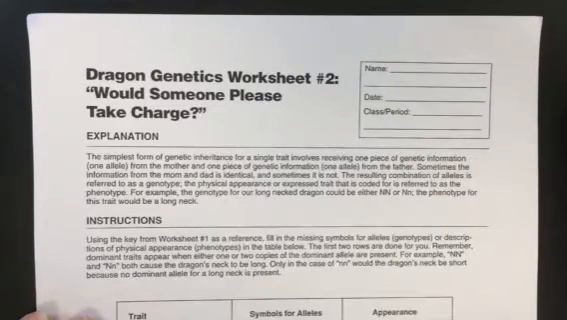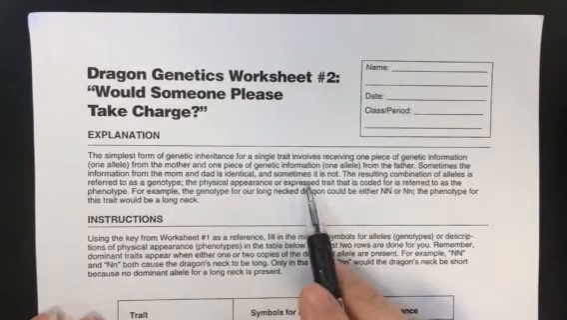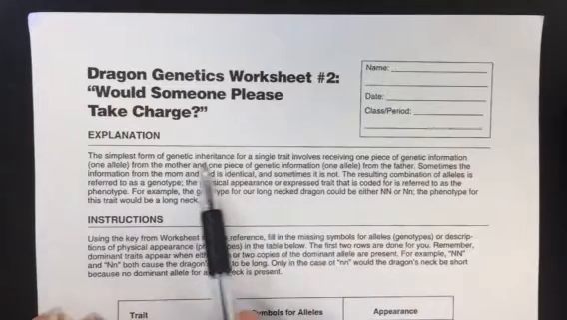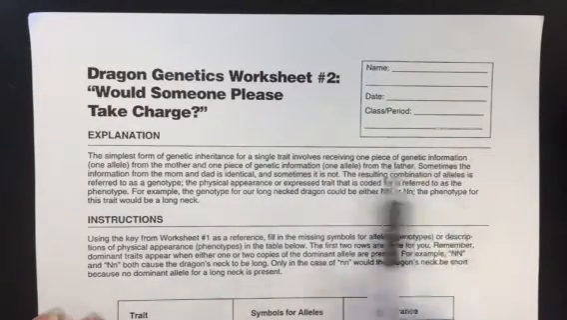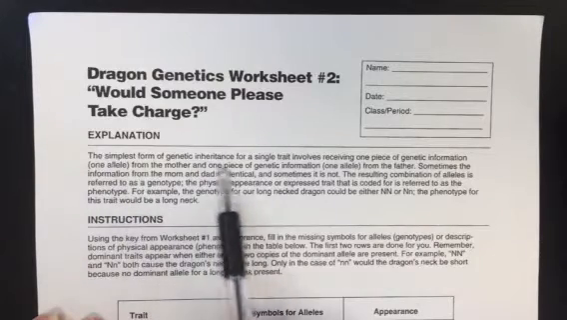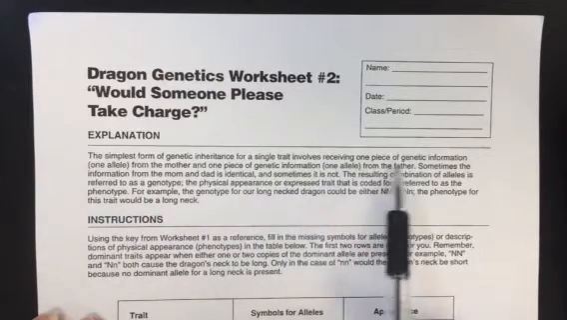Dragon Genetics Worksheet number 2, would someone please take charge? So in this one, there's a lot of good information in this opening paragraph, so let's look at it together. The simplest form of genetic inheritance for a single trait involves receiving one piece of genetic information, one allele, from the mother, and one piece of genetic information, one allele, from the father.